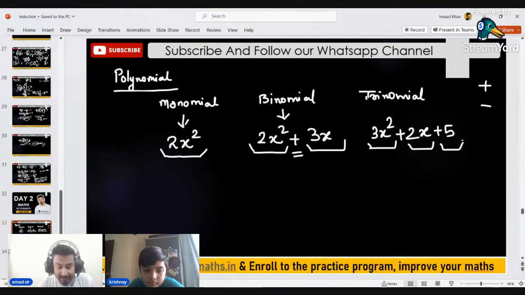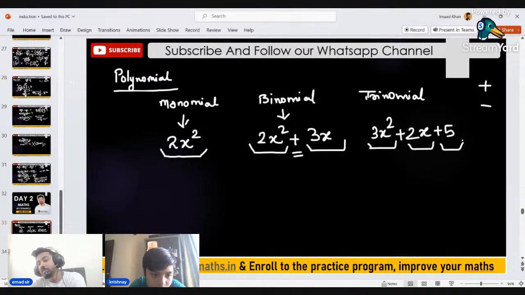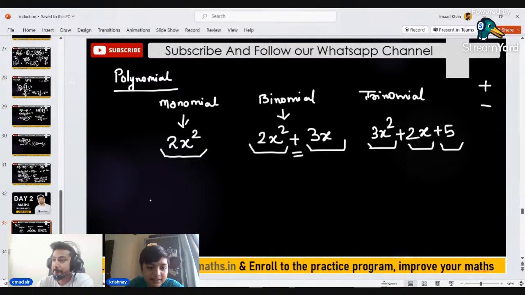Now, everybody says that, but the main trick, the main concept, is here. These terms can only be counted if they are unlike terms. So Krishna, do you know what like terms and unlike terms are? You must have studied in class 7. Any idea? Like is the same and unlike is the different one.